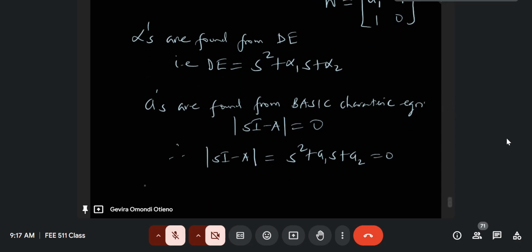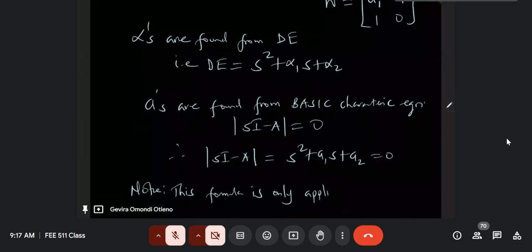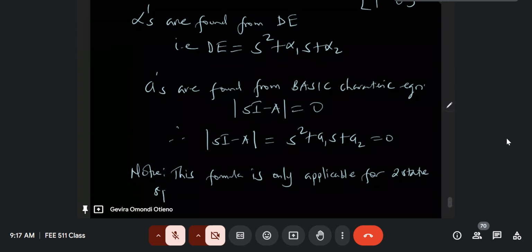So note, this we have done. You can see that the formula that I've indicated here is only applicable for two state variables, two state space variables.